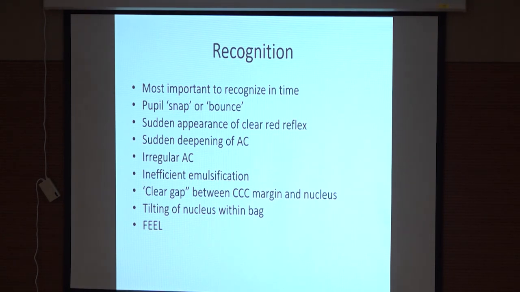A clear gap emerging between the CCC margin and the nucleus. When you started surgery, the nucleus was almost abutting the undersurface of the CCC, but suddenly the nucleus and the CCC have a clear gap in between. The nucleus has descended a little. That's when your antenna must be high up. And again, this will happen when there is a slight tilting of the nucleus within the bag.